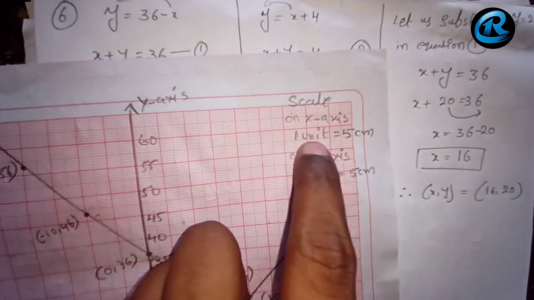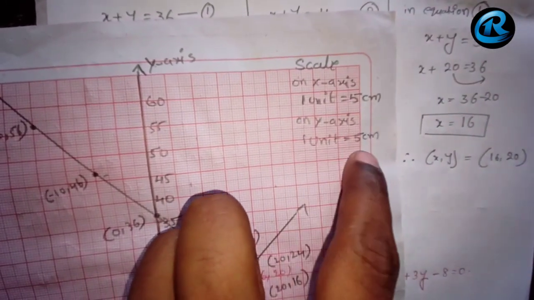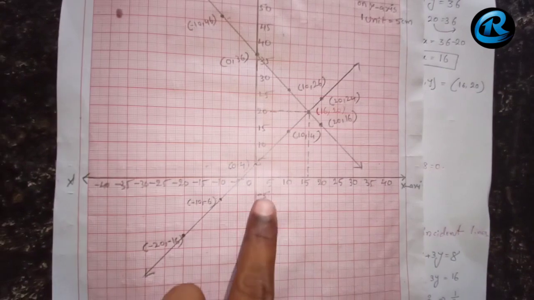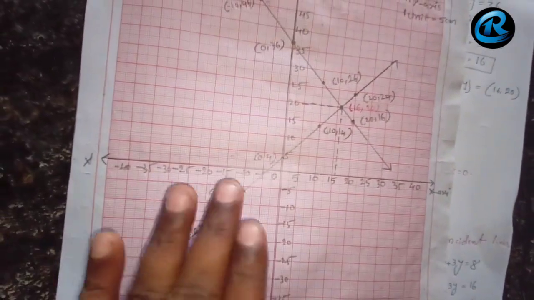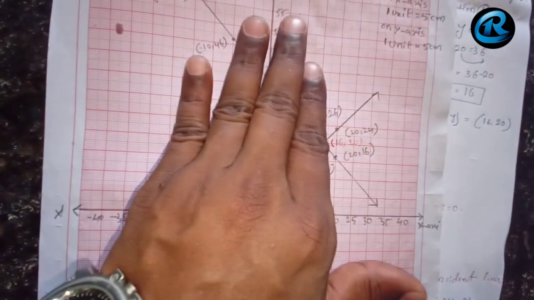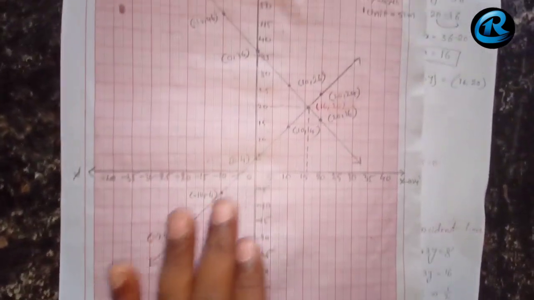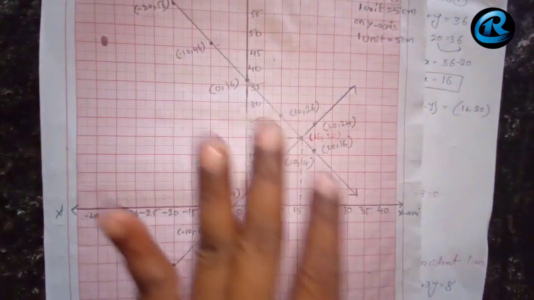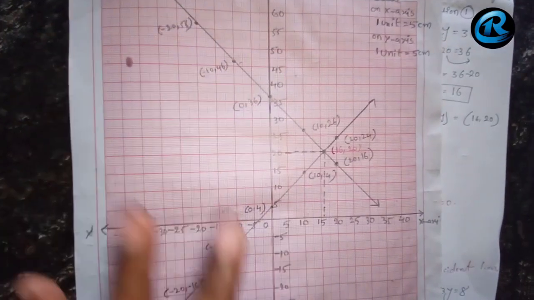The scale I have taken here, 1 unit equal to 5 centimeters on the x axis, 1 unit equal to 5 centimeters on the y axis. As you can see here, 5, 10, 15, 20, 25, 30, 35, 40. Here the negative side, here the positive side, each unit equal to 5 centimeters, the negative side also will be the same. By locating the 5 points of both the tables, we will get a graph like this.